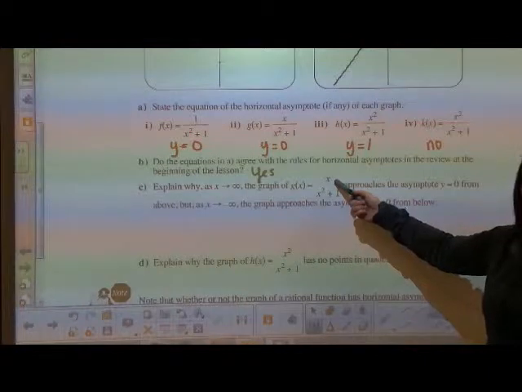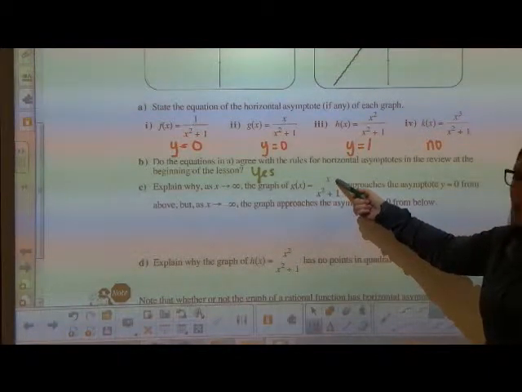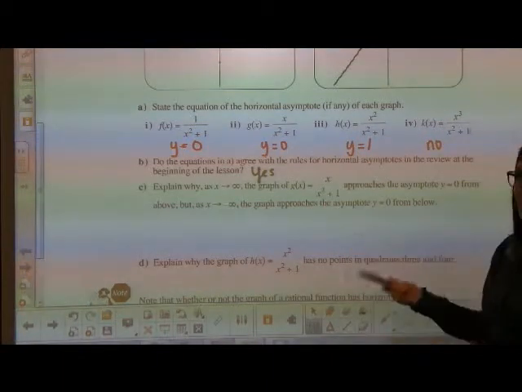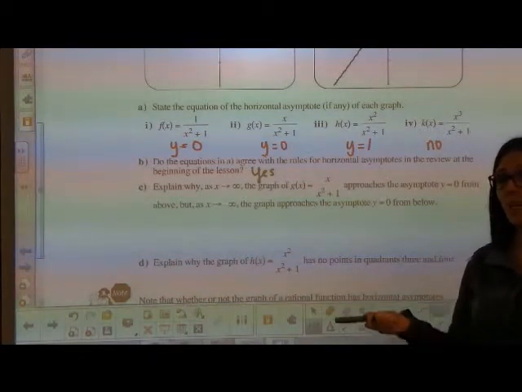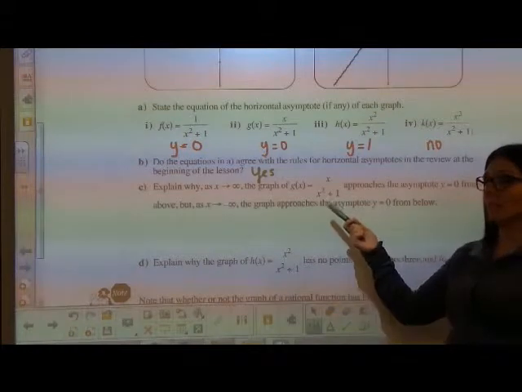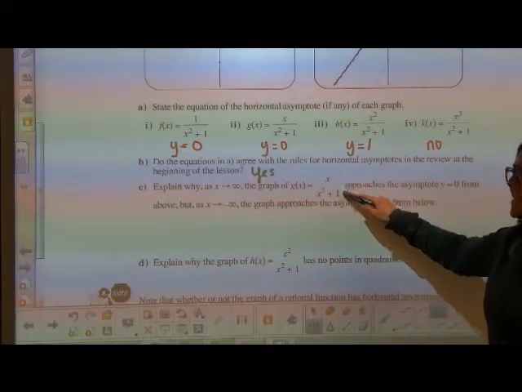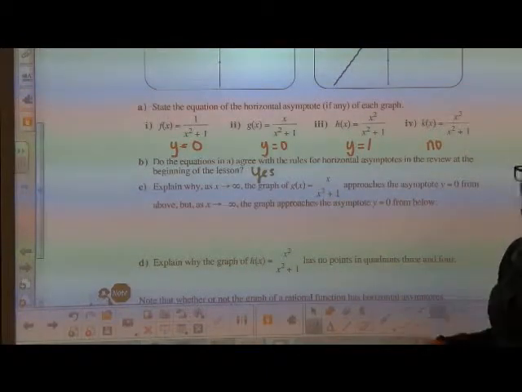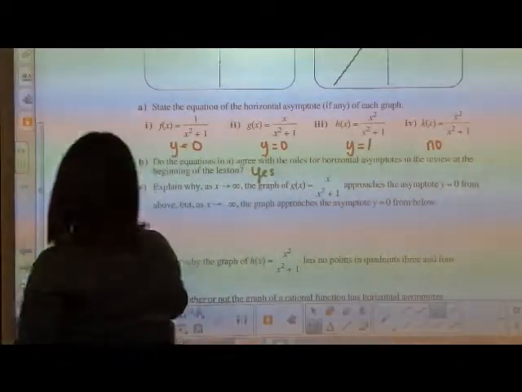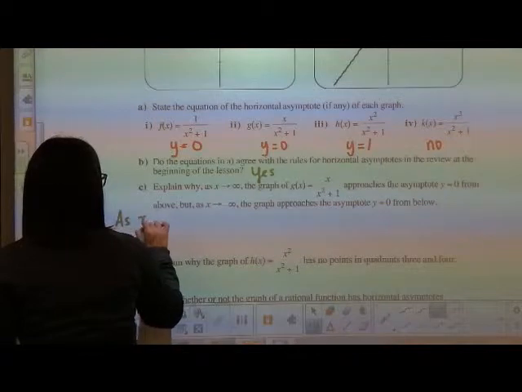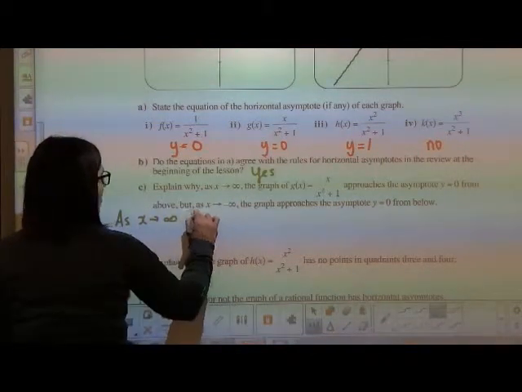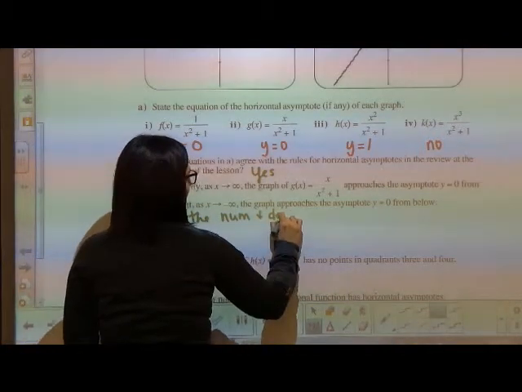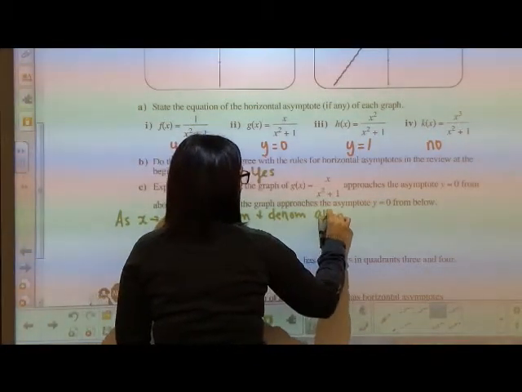Well, if I imagine a really large number, like even 1,000, this is going to be 1,000 over 1,000 squared, which is 1,000,000 plus 1, so 1,000,001. When I divide this, I get an incredibly small number, but it's still a positive small number, because as x approaches infinity, the numerator and denominator are positive.